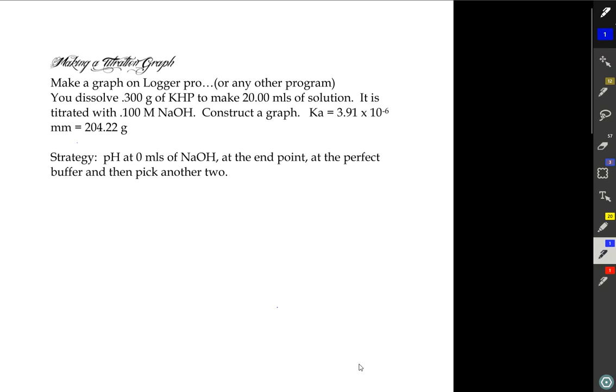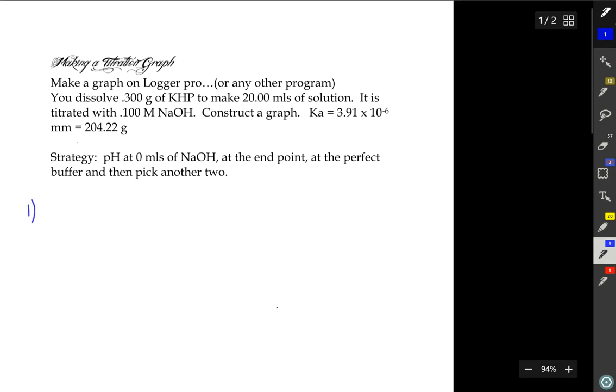This video is about making a titration curve given this information. So there's some strategies here. One is find the most important parts. So pH is 0 at the endpoint and at a perfect buffer. Then we can pick other points as we go. So what I'm going to do is do these 1 and 0.